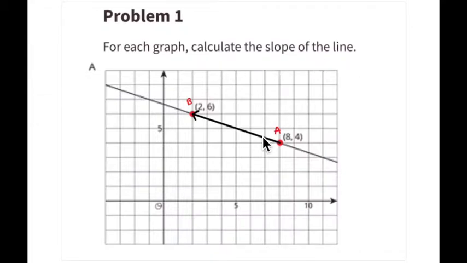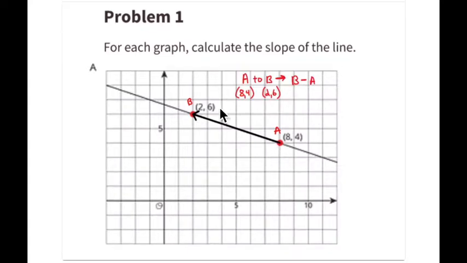So in part A, there's point A and there's point B. Point A is at 8 units along the x-axis, 4 units along the y-axis, and point B is at 2 units along the x-axis and 6 units along the y-axis. And I'm going to look at this as if I'm moving from point A to point B. So if I'm moving from A to B, then I'm going to take point B, the x-coordinate and the y-coordinate, and I'm going to subtract the coordinates for point A.